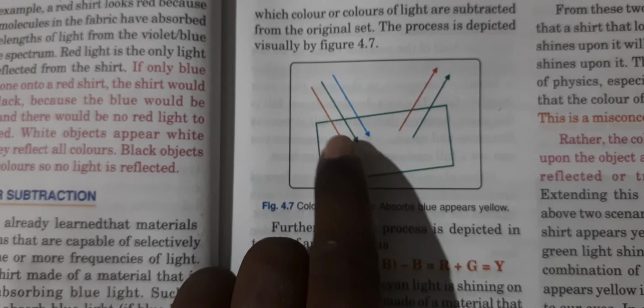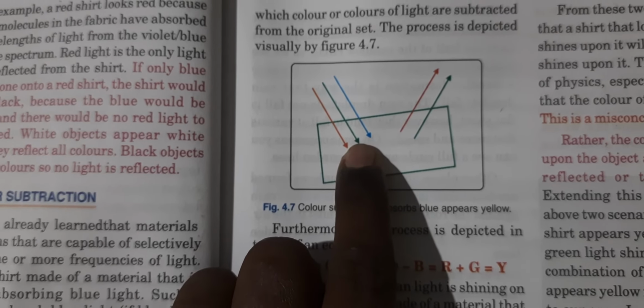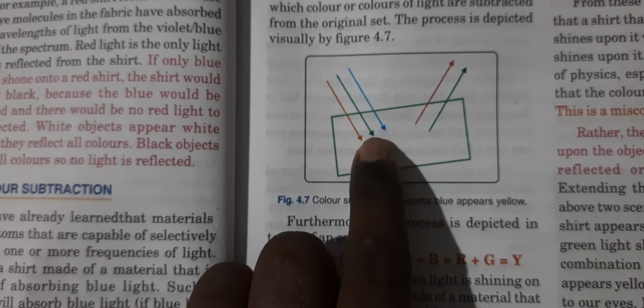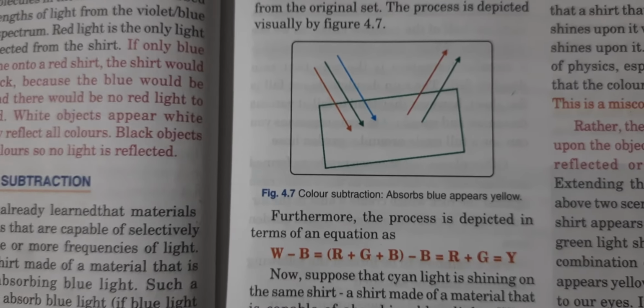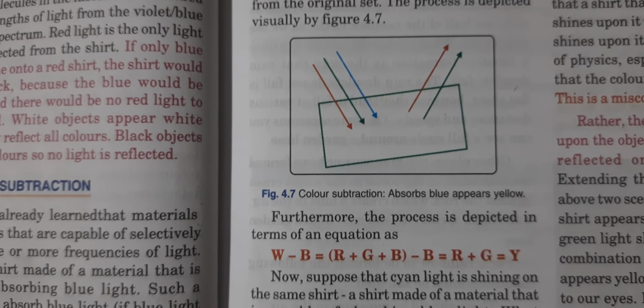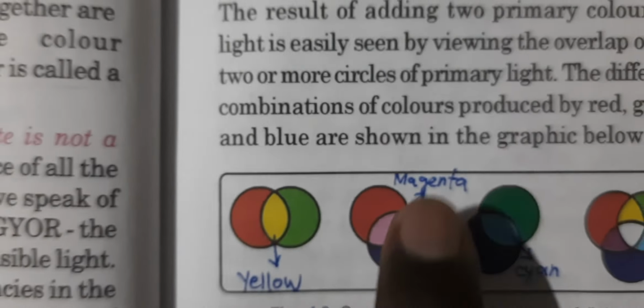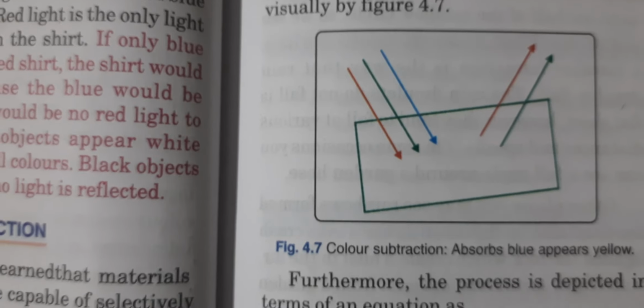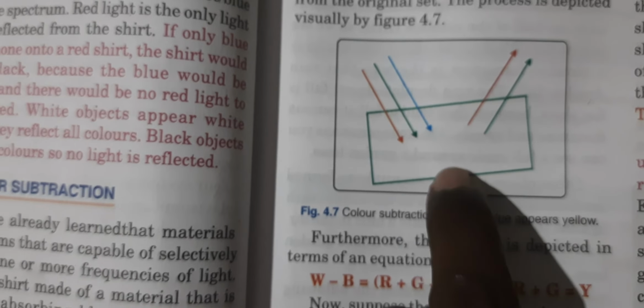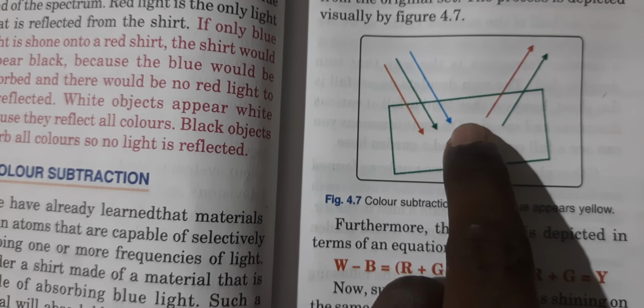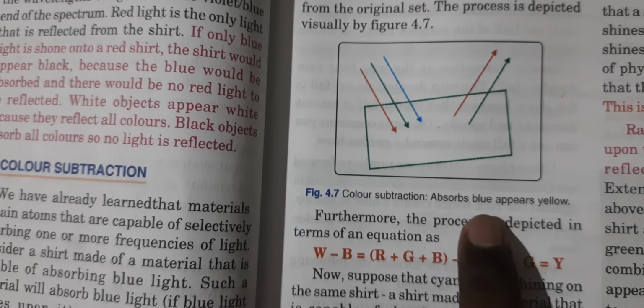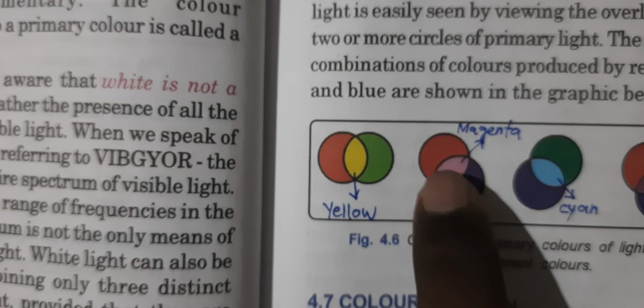Suppose now from these three colors, if green color was absorbed, then only red and blue would have been reflected, and when red and blue primary colors combine, what color do they appear to us? Red and blue create an impression of magenta color. So if green color was absorbed and red and blue would have been reflected, then the reflected ray would have appeared to us what color? Magenta color.